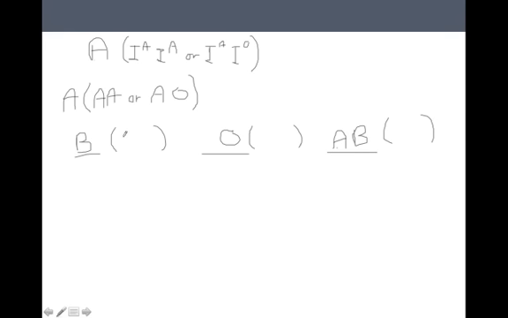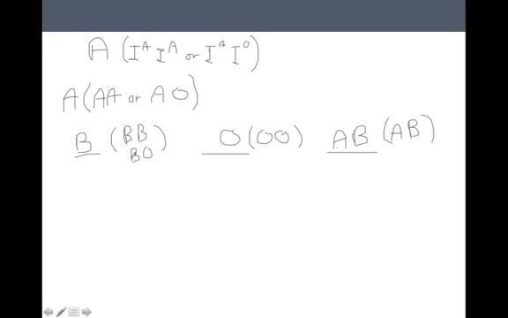So the possible genotypes for this individual is either BB or B and then O. The possible genotypes for somebody who has blood type O, only one choice. They've got to be OO. Same thing with AB. Only one possibility here. It's AB. Now, think about this.